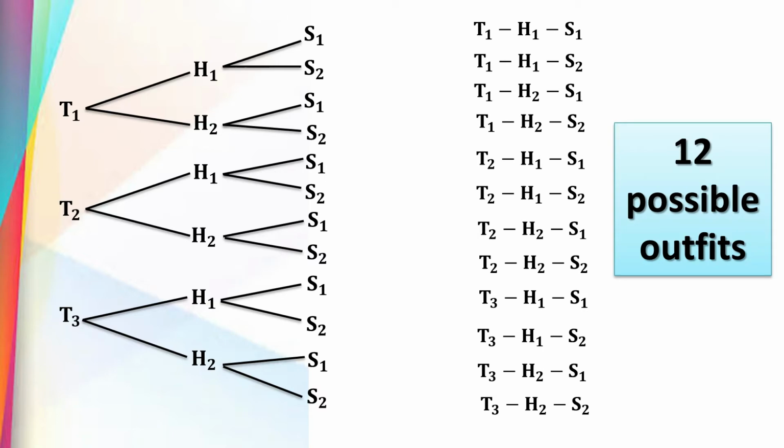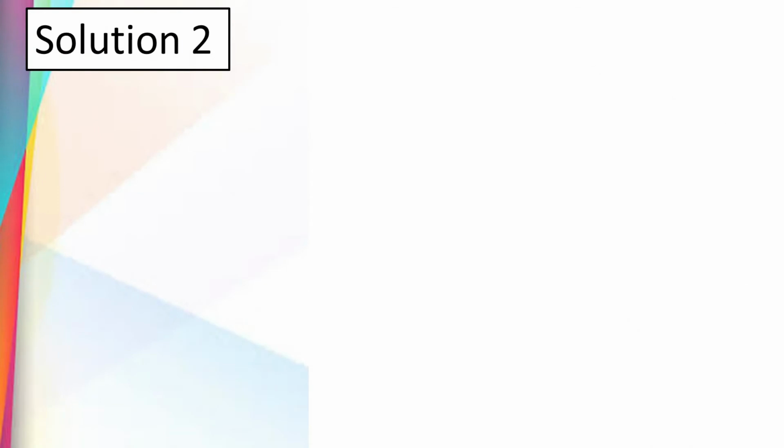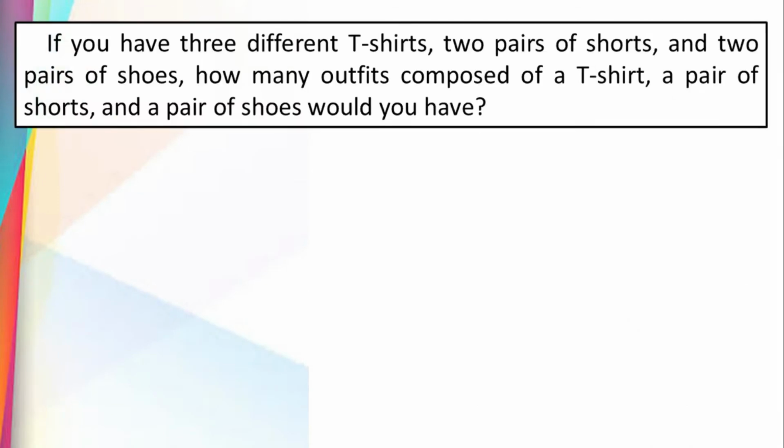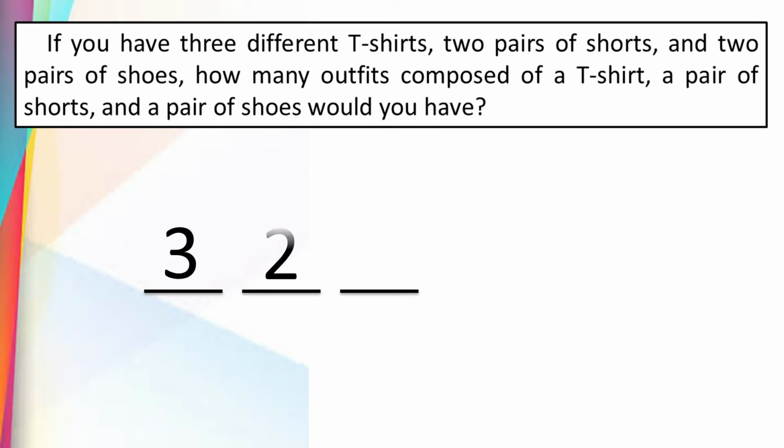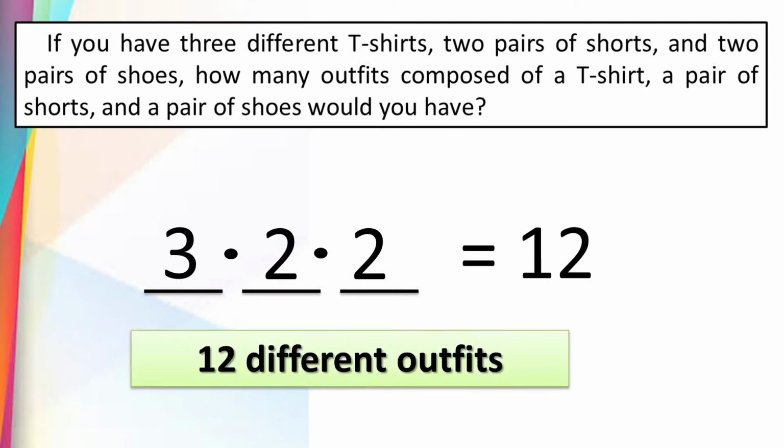Congratulations! Another way to solve the problem is through the fundamental principle of counting. Provide 3 blanks for the t-shirt, pair of shorts, and pair of shoes. There are 3 choices for t-shirt, 2 choices for shorts, and 2 choices for shoes. By the fundamental principle of counting, we have 3 times 2 times 2 is equal to 12. There are 12 different outfits. I do hope that our first example is clear to you.